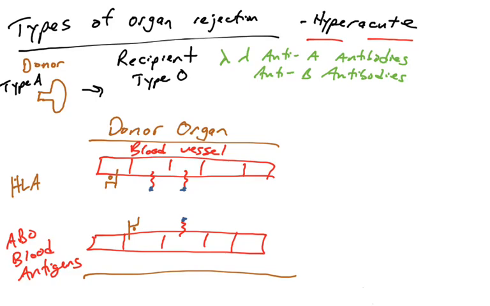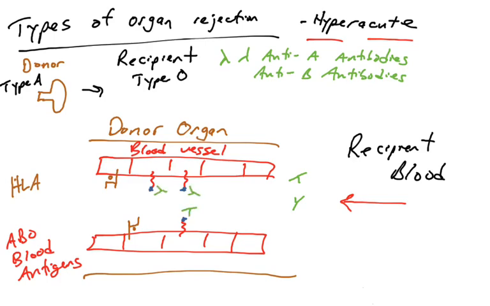And now there's been an error here. The donor is type A. So the donor on the surface of their endothelial cells has type A blood antigen. This is not going to be good. So what's going to happen is when the blood supply of the recipient is hooked up to the donor's organ, here comes the recipient's blood. And what's in the recipient's blood? Antibodies, such as antibodies that bind the A type blood antigens. If they bind, they're going to trigger destruction of the organ. We'll see that shortly.